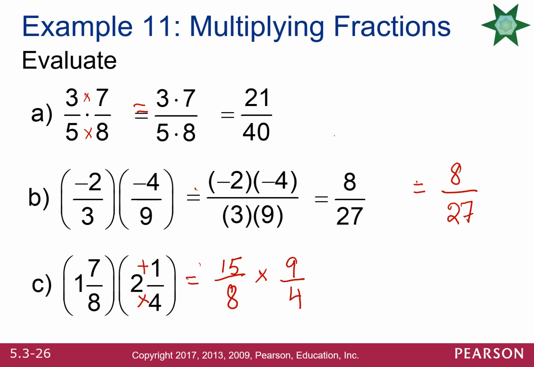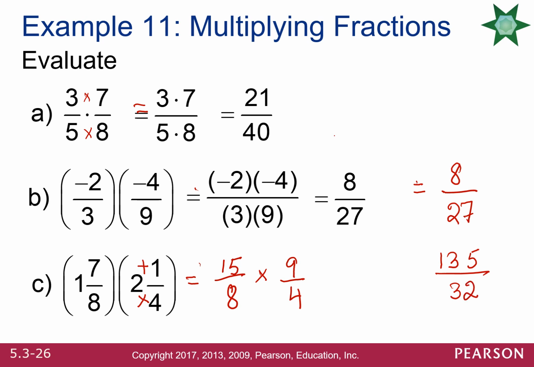And then just multiply it out. So we'll get 15 times 9. 9 fives are 45, 9 ones are 9 plus 4 gives us a 13. 135 over 8 times 4 is 32.